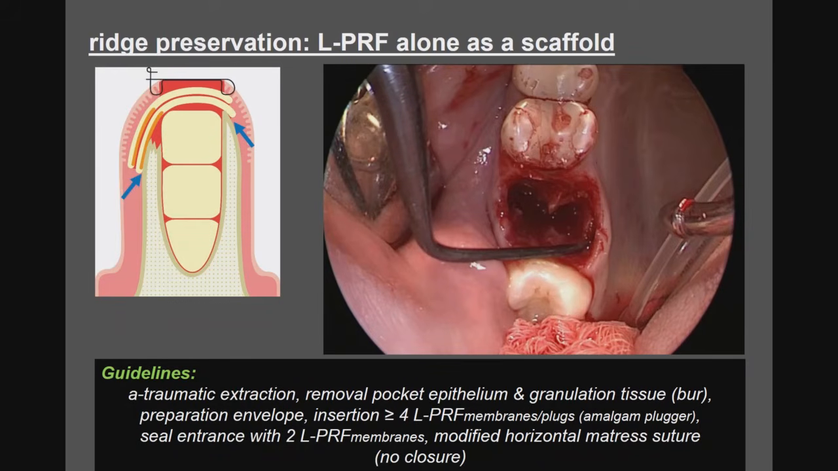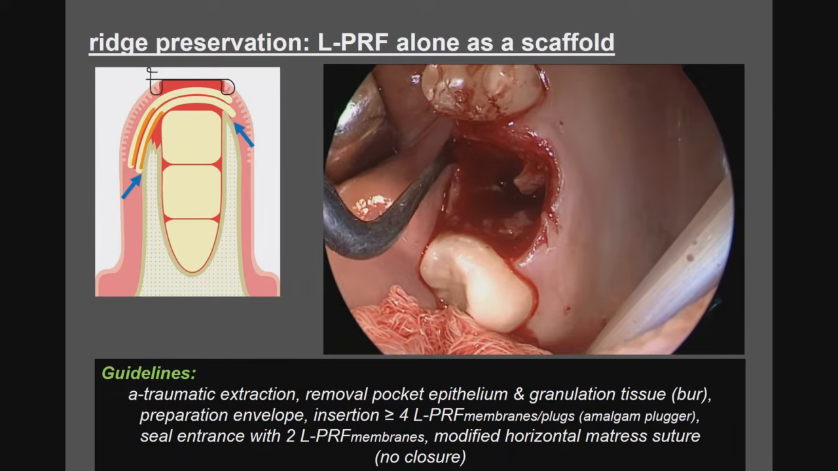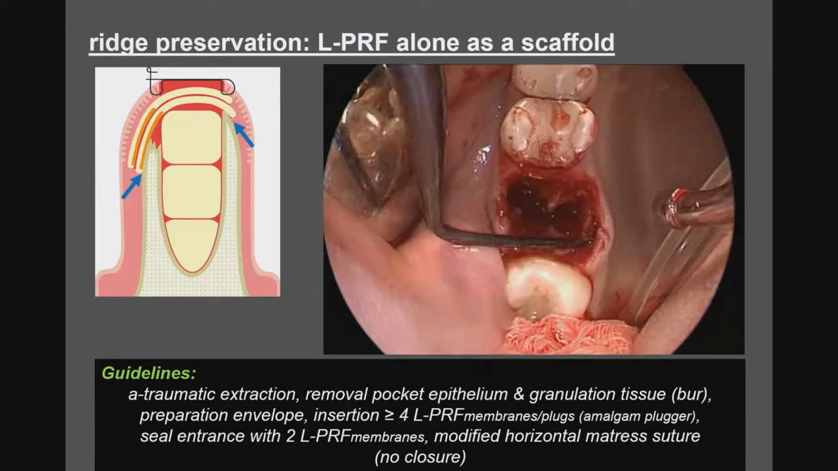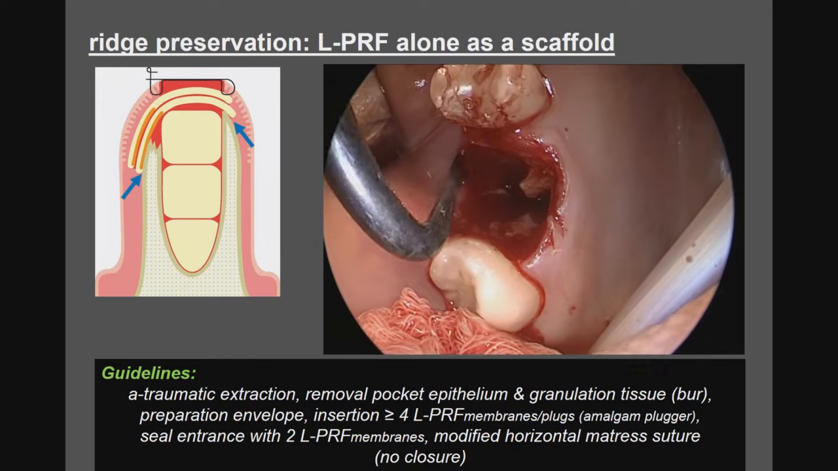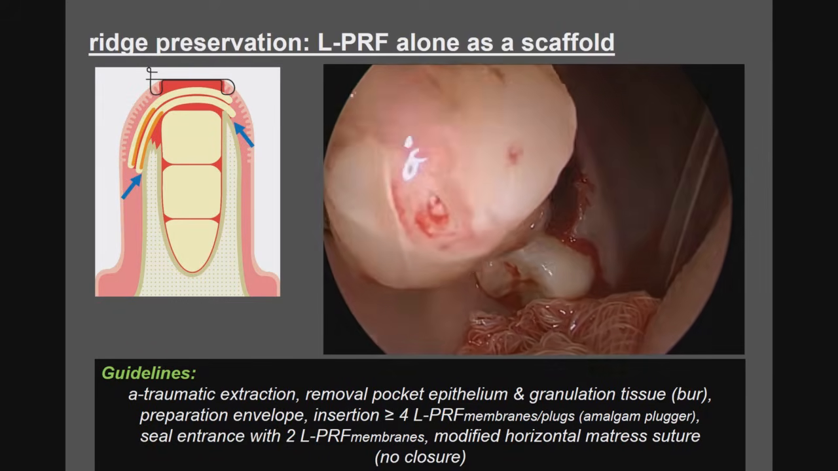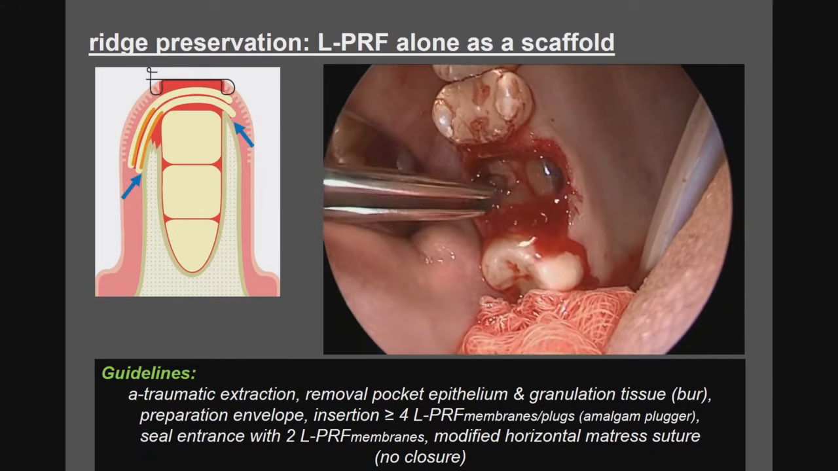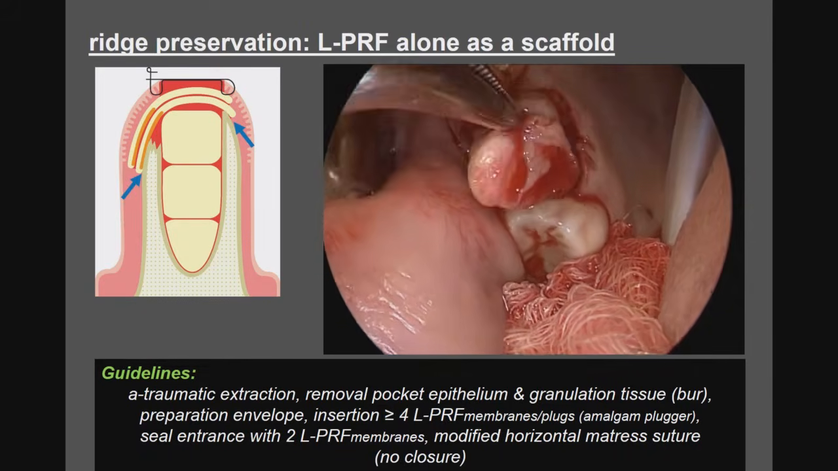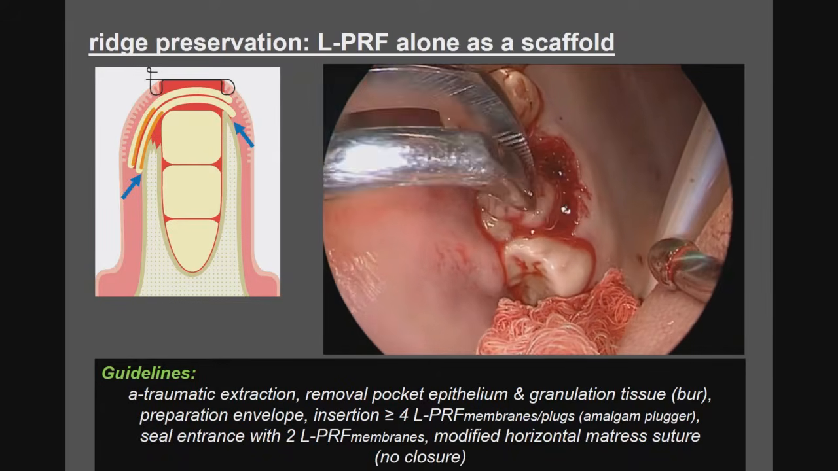And here you see a very short video on this technique. Here we are preparing the important step, being the envelope between bone and flap, to slide in the LPRF membranes to seal the entrance to the socket. And here now we have the plugs that are placed. This is already number 2 and number 3.